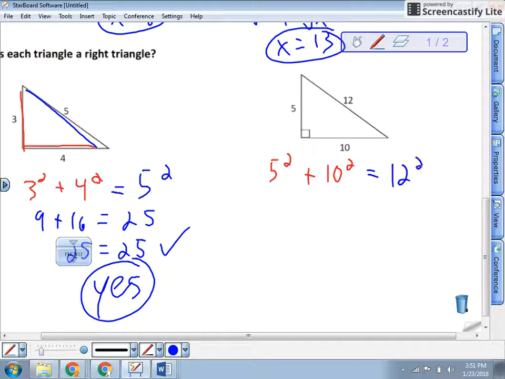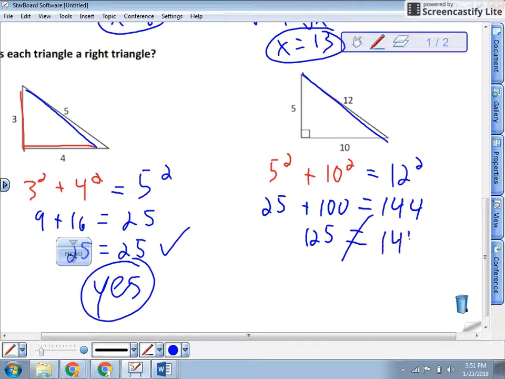Again, always set equal to the hypotenuse. Well, 5 squared is 25 plus 10 squared is 100. Does that equal 144? 125 does not equal 144. So this is a no. It is not a right triangle. So notice that's how these problems work.